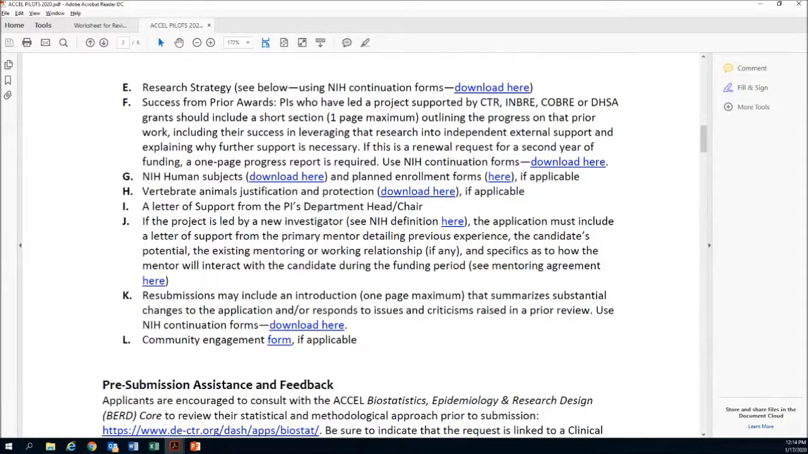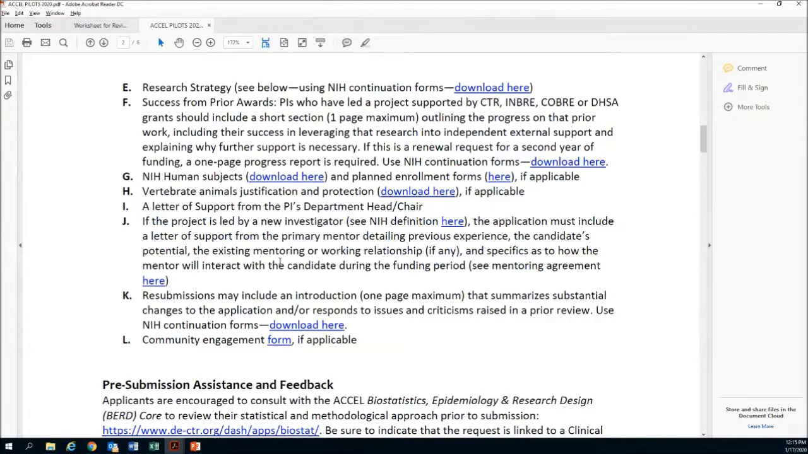The planned enrollment has to be based on the demographics of the state or the patient population or your institution. It is not, we're going to enroll 50% males and 50% females. It's got to reflect your inclusion across ethnic categories and across sexes. So that's a very specific document that has to be filled out.